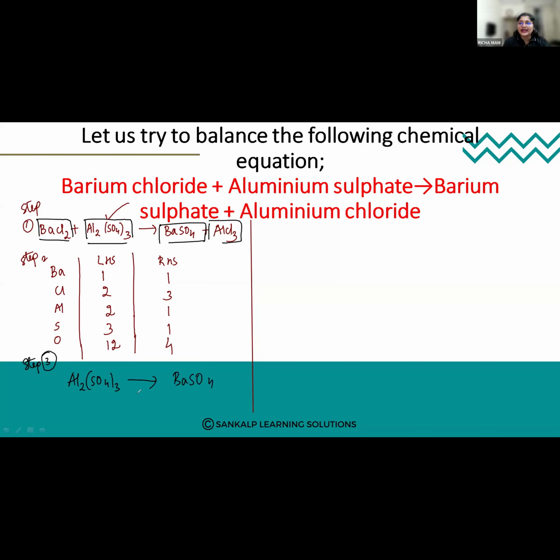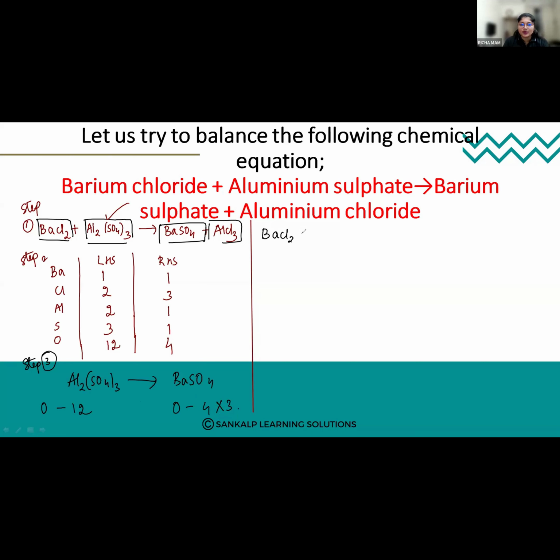Okay, now balance the oxygen atoms. Your oxygens are how many? 4 threes are 12. Your oxygens are 4. Now if I want to get your 12, what am I going to do? I have to multiply it by 3. If I want to get 12 oxygen atoms on the right hand side, I'm going to multiply it by 3. So let us write the equation after step 3.